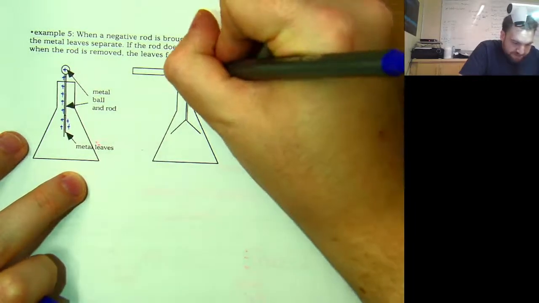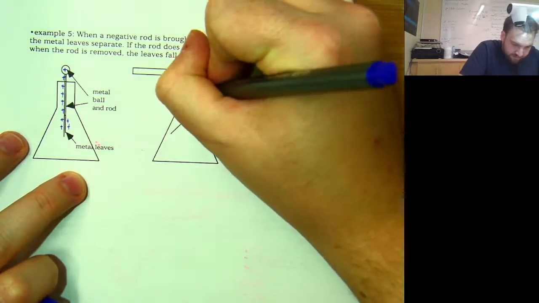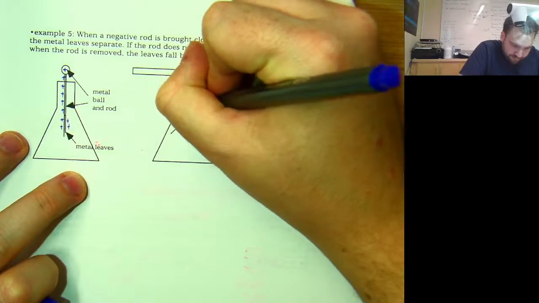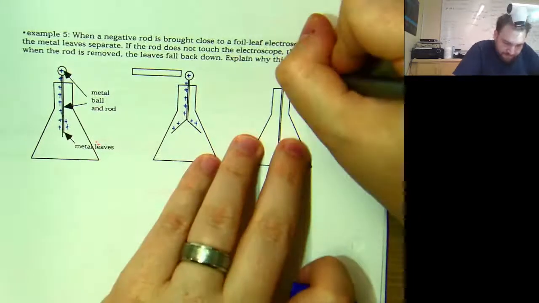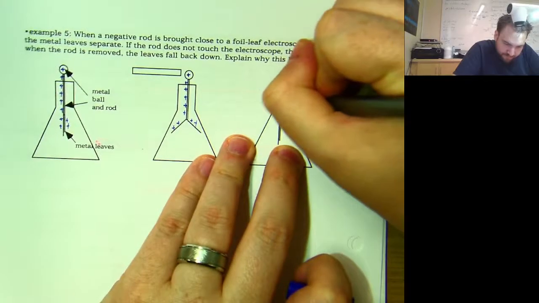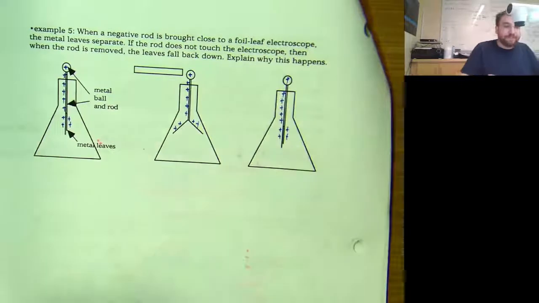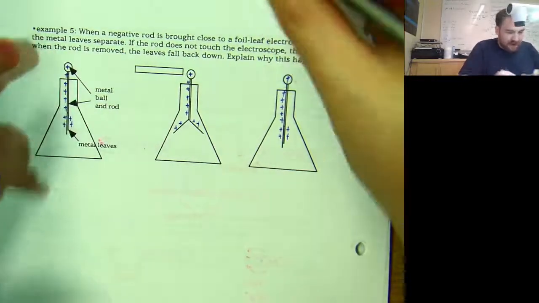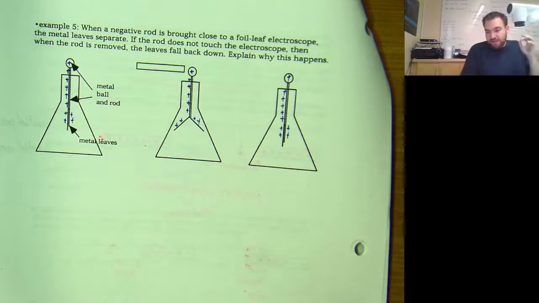The positives are going to stay in the same spot on all of these, so we can just draw them all again. 4, 5, 6, 7, 8, 9, 10. 1, 2, 3, 4, 5, 6, 7, 8, 9, 10. And I'm not going to draw the positives in the rod up at the top because they're not necessary. All you need to know is that the rod is negative.